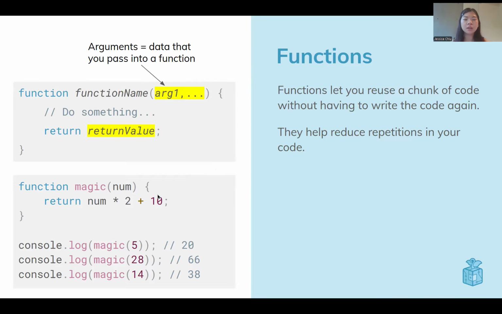So you can see this example here. We have this function magic, it returns this expression, and instead of writing this expression 3 times over again, we just call magic on each line. And you can see the arguments are the data that you pass into the function. On the first line we passed 5 into this function. So 5 gets transported into num, it gets stored in num. And now every time we use num inside of our function, we're actually using the number we passed in, which is 5 in this case.